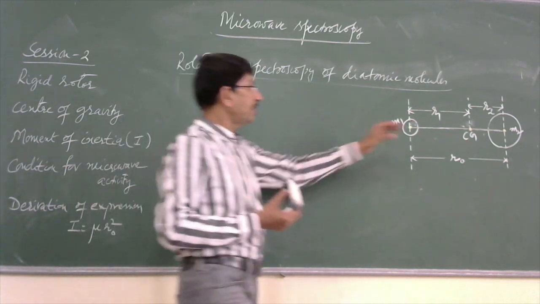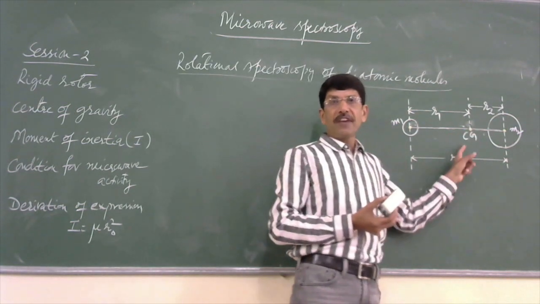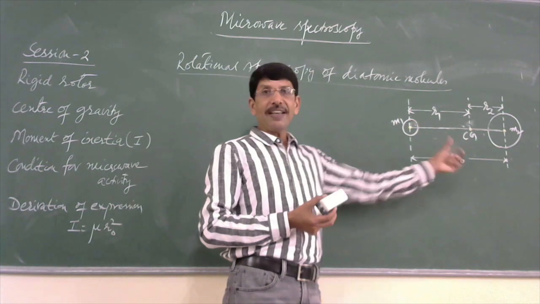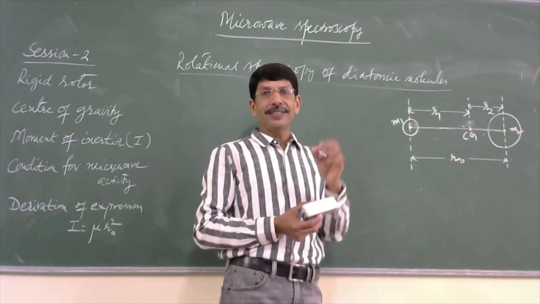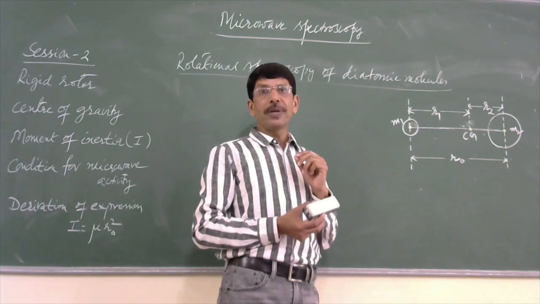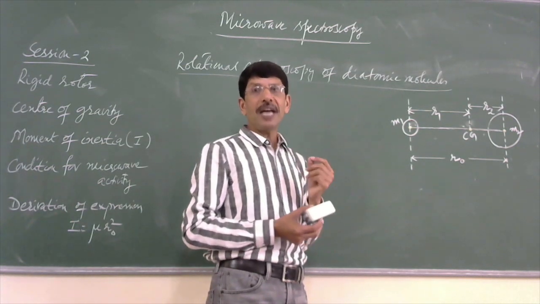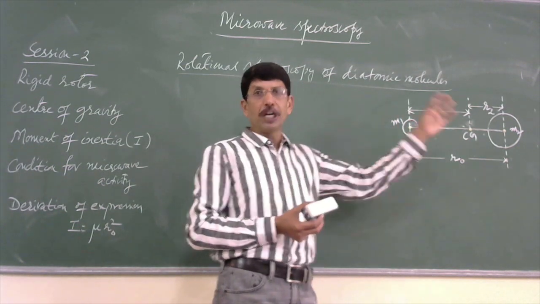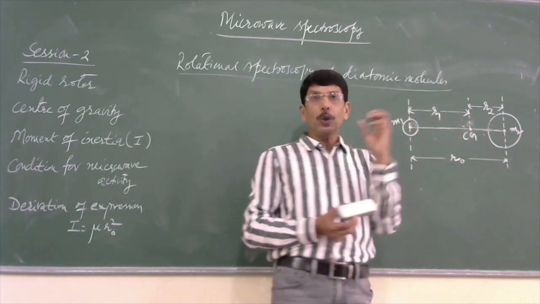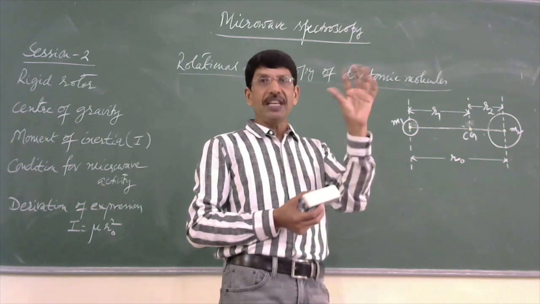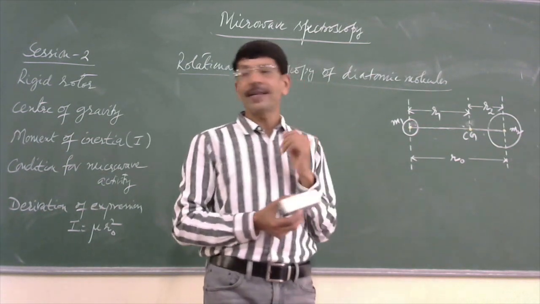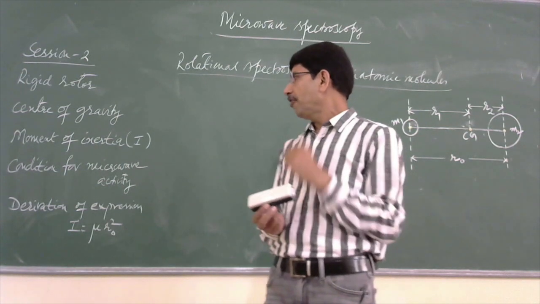If I consider this diatomic molecule, the moment of inertia of this molecule is the tendency of this molecule to resist change in its rotational velocity upon application of an external force or time. So, the moment of inertia of this diatomic molecule is the tendency of this molecule to resist change in its rotational velocity by the application of a force or time. That is the meaning of moment of inertia.